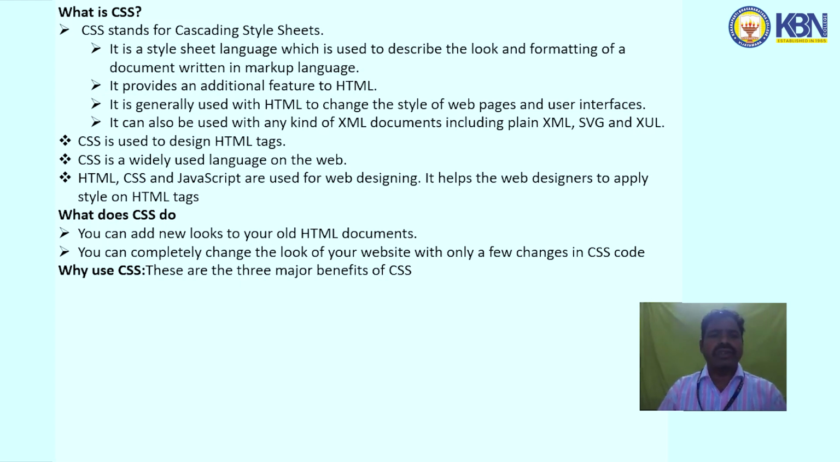CSS is widely used as a language on the web. HTML, CSS and JavaScript are used for web designing. It helps web designers to apply style to an HTML tag. What does CSS do? You can add a new look to your old HTML document. You can completely change the look of your website with only a few changes in the CSS code. We change the CSS code, not the HTML document.